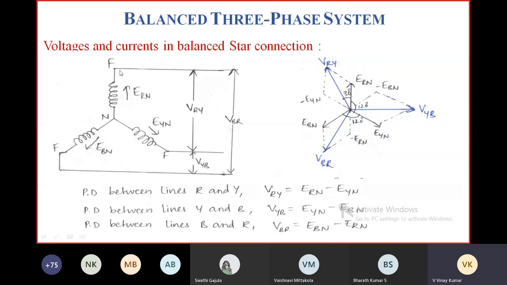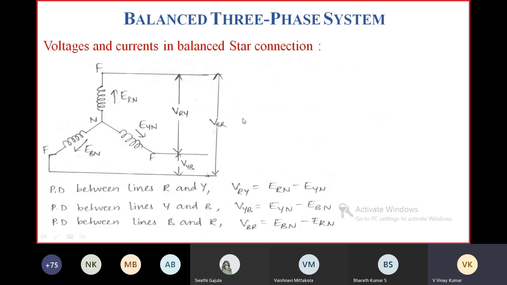Phase voltage means the voltage between line and neutral. The voltage between line and line is called line voltage. Here the phase sequence is R Y B. This is R, this is Y, this is B: line R, line Y, line B. The phase voltages are ERN, EYN, EBN. The line voltages are VRY, VYB, VBR. Already we have discussed, right?